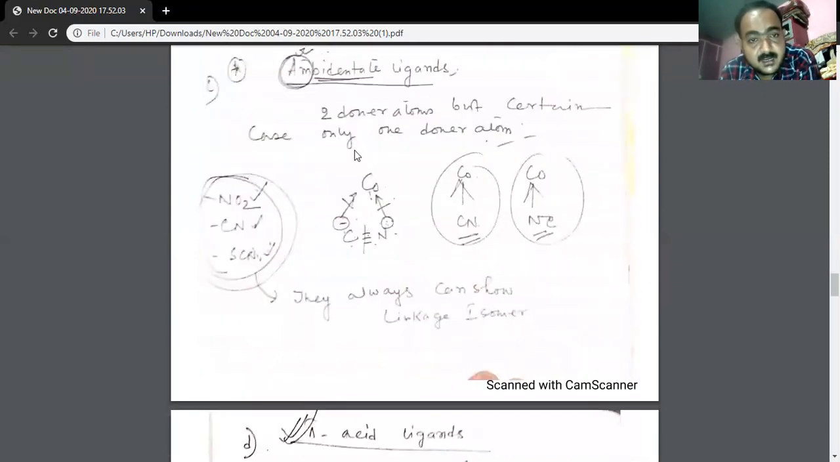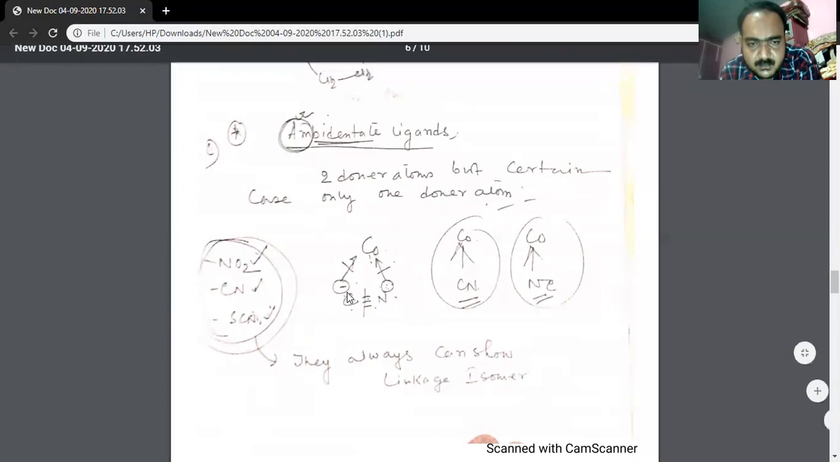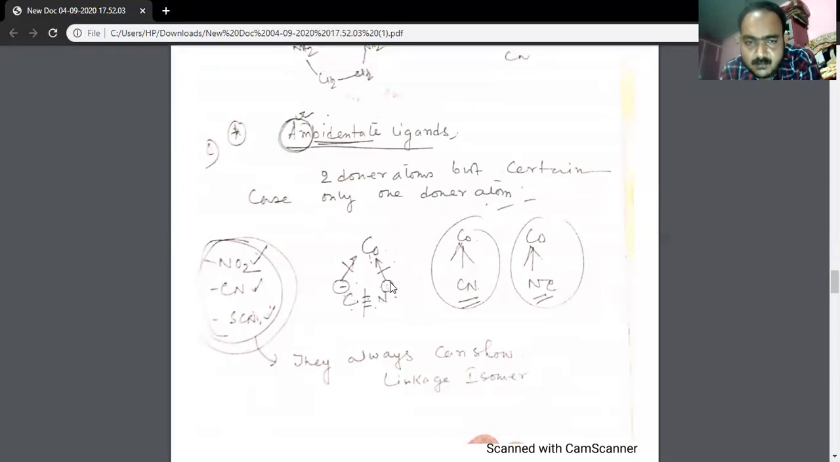Ambidentate ligand is another classification. Questions come from here. Ambidentate ligands have 2 donor atoms, but in certain cases can be coordinated through only 1 donor atom. You should see the structure. The classical examples are cyanide, the nitro group, and SCN, thiocyanate. Cobalt is present here, with cyanide. In cyanide there are 2 donor atoms: one negative charge is present on the carbon atom, and a lone pair is present on the nitrogen atom. So cyanide could coordinate through both donor sites, but this is not possible because if it acts as a bidentate ligand, the chelate ring produced has a three-membered size.